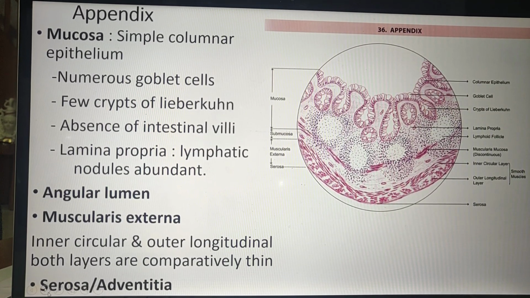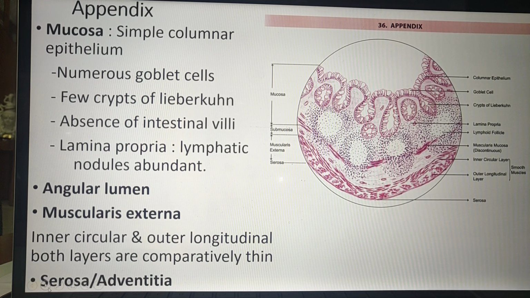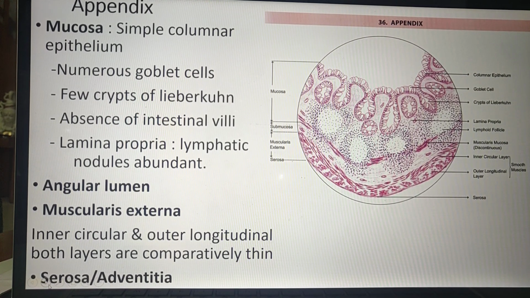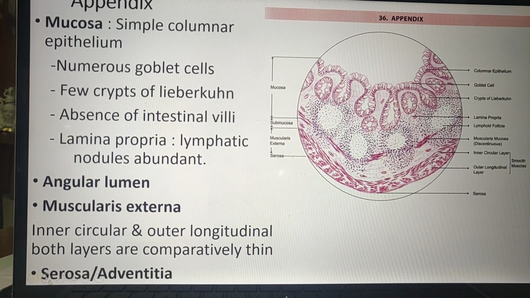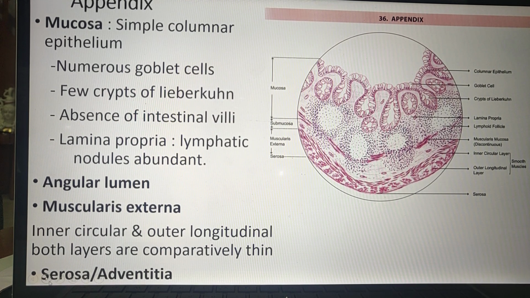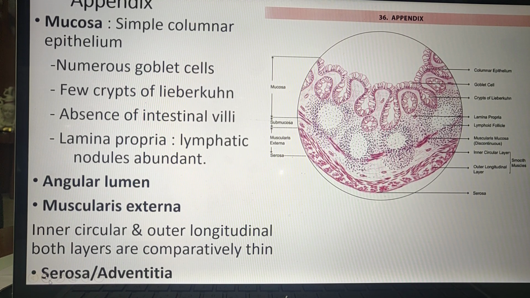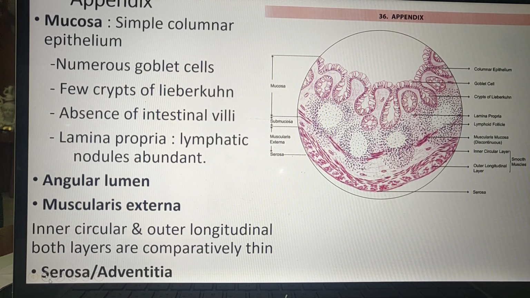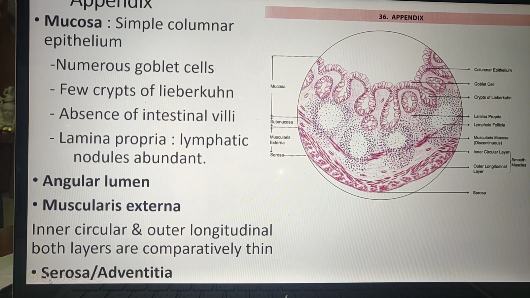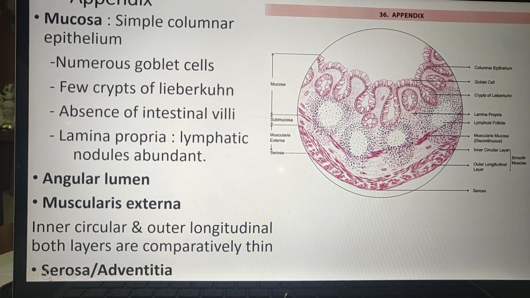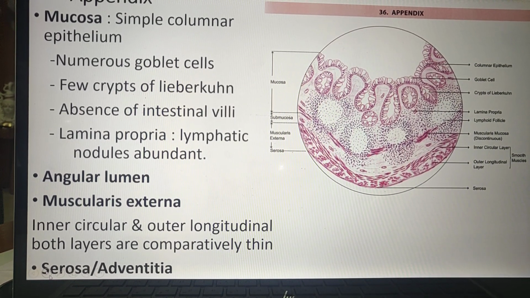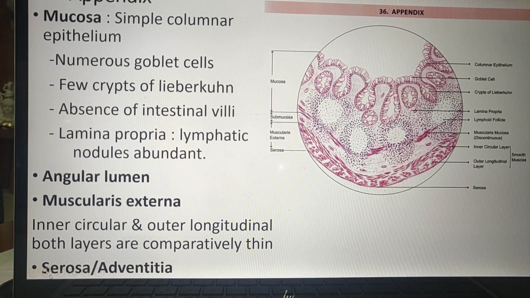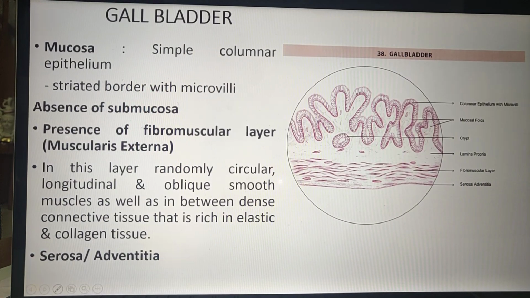Appendix: mucosa, which is simple columnar epithelium, numerous goblet cells, few crypts of Lieberkuhn, absence of intestinal villi. In the lamina propria, lymphatic nodules are abundant, with an angular lumen. Muscularis externa, inner circular and outer longitudinal, both layers are comparatively thin, and serosa is present.